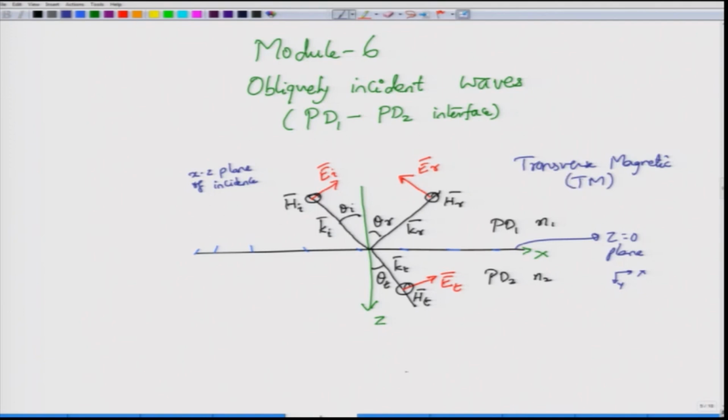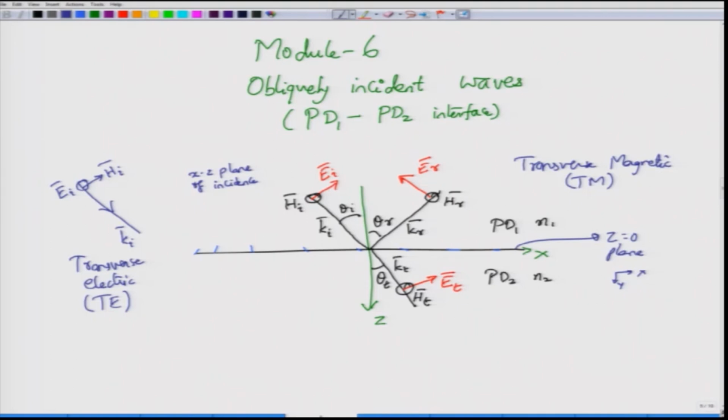This is of course not the only way in which we can orient our field vectors. We can also orient our field vectors in a way that, corresponding to the incident k vector, it is the magnetic field which may lie in the plane of incidence, whereas the electric field may lie in the perpendicular plane. So, this is the case where we have the transverse electric condition. For short we write this as TE waves.